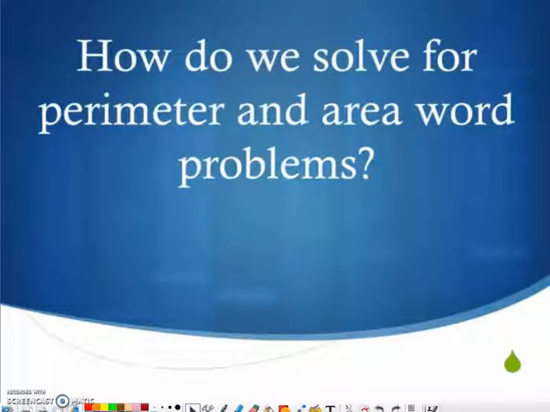So today we're taking notes on how do we solve for perimeter and area word problems. So go ahead and put your title at the top of your paper. How do we solve for perimeter and area word problems? You're going to see some word problems today. I'll tell you exactly what you need to write down, and we'll just go from there. So pause if you need to. If not, let's get going.